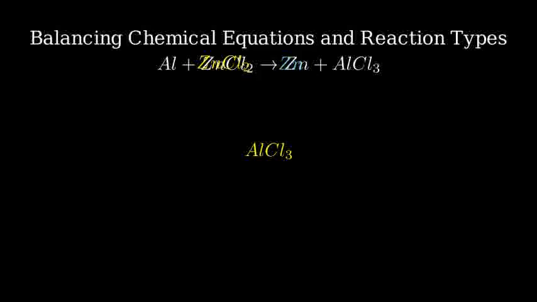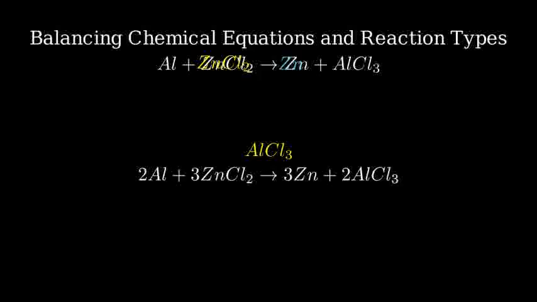To balance the chlorine, we'll need to make sure the number of chlorine atoms is the same on both sides. We need to find the least common multiple of 2 and 3 to balance the chlorine atoms, which is 6. This suggests placing a coefficient of 3 in front of ZnCl2 and 2 in front of AlCl3. These coefficients adjust the number of chlorine atoms to 6 on each side.